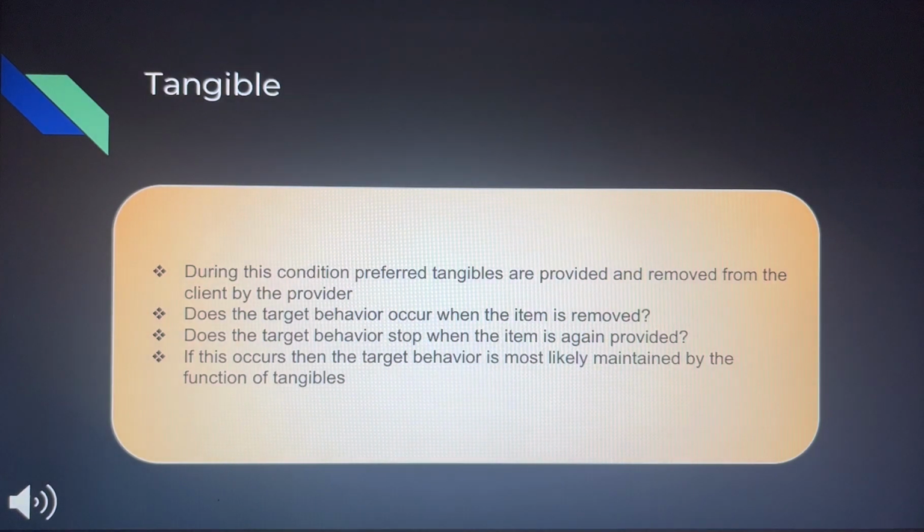The last function of behavior is tangible. Now, during this condition, preferred tangibles are provided and removed from the client by the provider. And we ask ourselves, does the target behavior occur when the item is removed, or does the target behavior stop when the item is again provided? If this occurs, then the target behavior is most likely maintained by the function of tangibles.